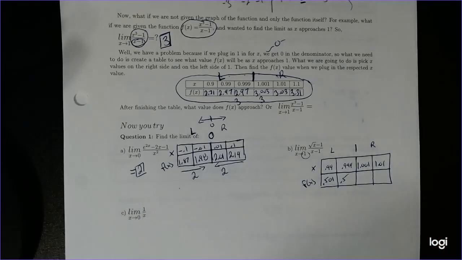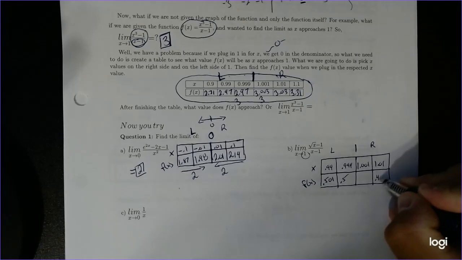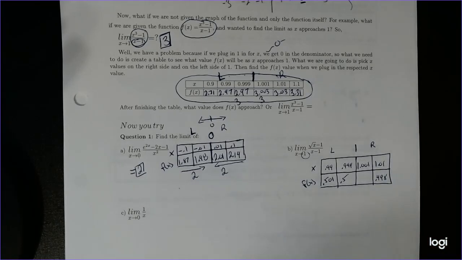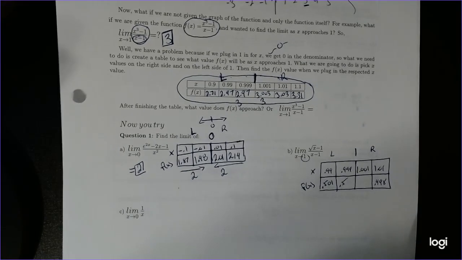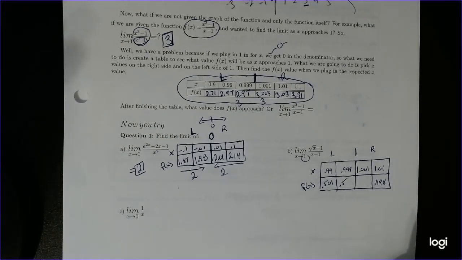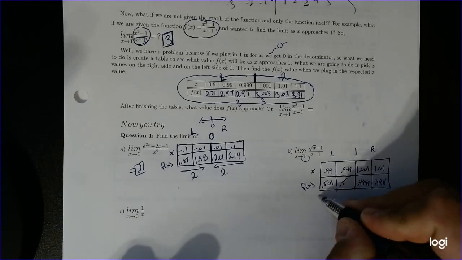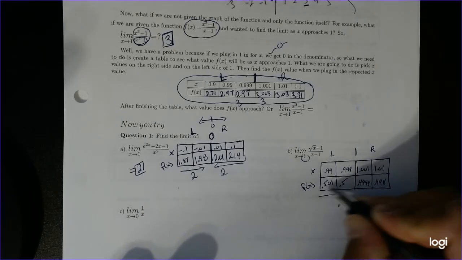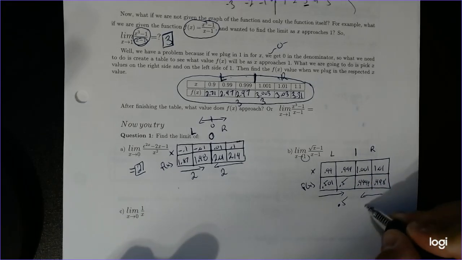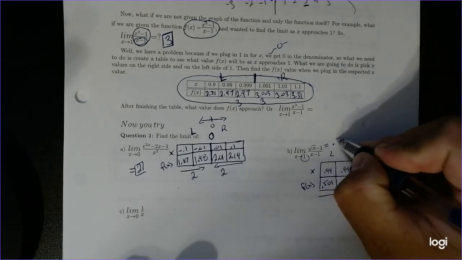Let's go the other way just to make sure we're doing everything correctly. So on this side, I get 0.498. And if I go a little bit closer, I get 0.4999. So it looks like this way I get 0.5 because it's pretty much exactly. And on this side I also get 0.5. So it looks like this limit is 0.5 or half.